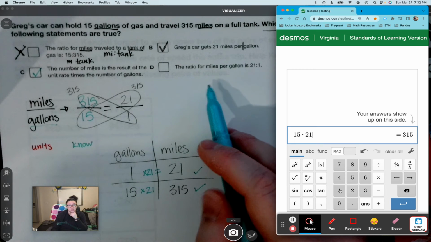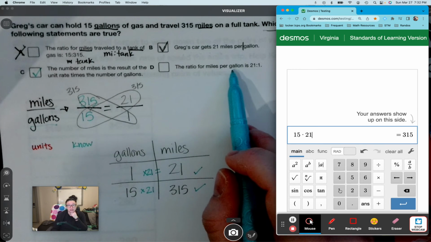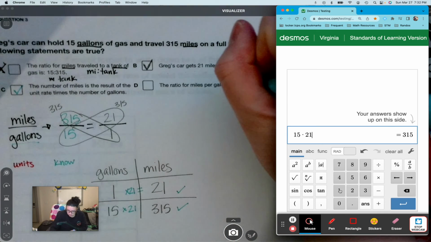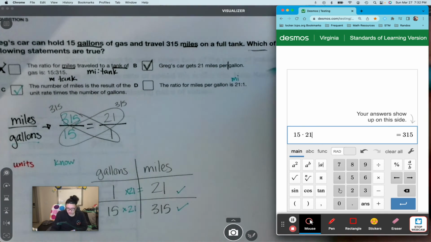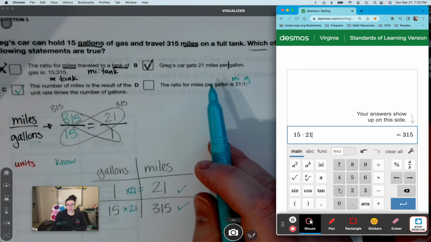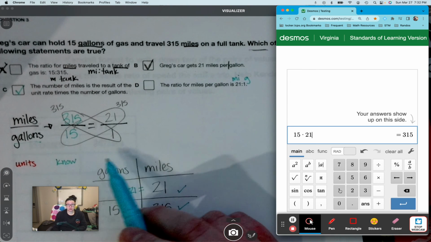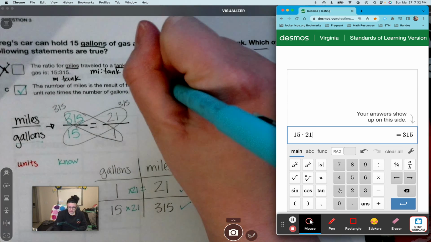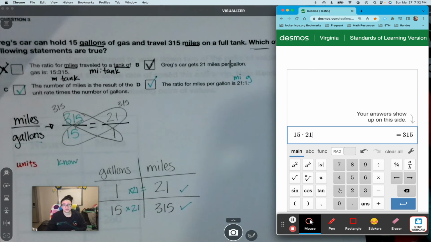The last one, the ratio for miles per gallon. It said the word miles first. So that means miles would be 21, 1 would be gallon, and that's exactly what we found up in B with that proportion. The ratio from miles to gallon is 21 to 1. So that one is also true. You should have chosen B, C, and D.